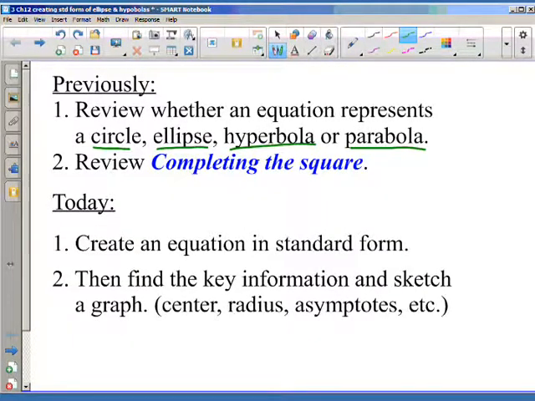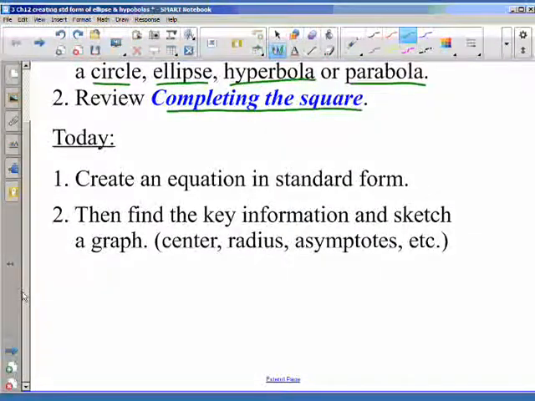And then there was a lesson available to take a look at for completing the square. It was a quick review. Today we're going to take those skills, the familiarity with the equation in the right form and how to complete the square to get it in that form, to create an equation that's easily graphed when it's in standard form. We can find the key information, center, radii or radius, asymptotes, that kind of thing. So let's get going here.